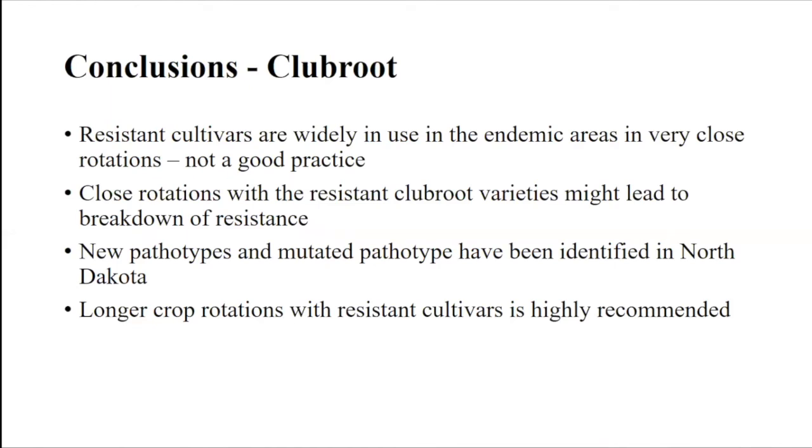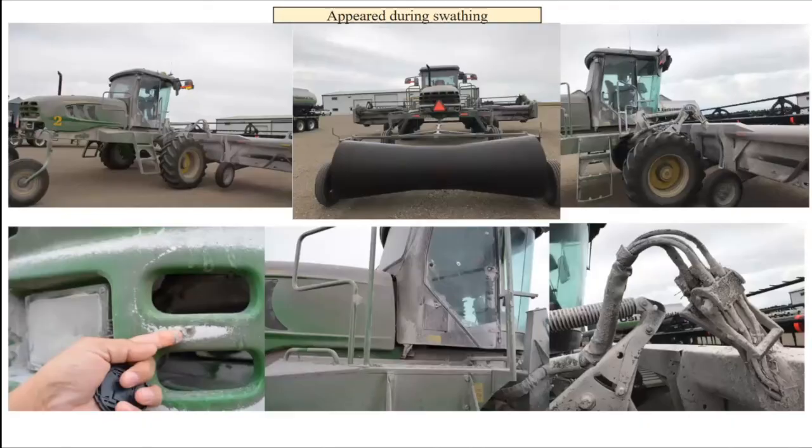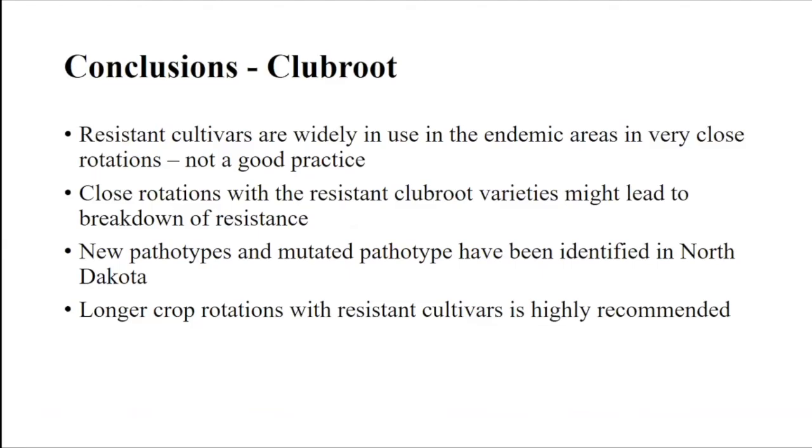In general, the clubroot conclusions for this are that resistant cultivars are widely used in the endemic areas in very close rotations, which is not a good practice. I suggest close rotations with the resistant clubroot varieties might lead to breakdown of resistance. Because of that, it may be happening. New pathotypes and mutated pathotypes have been identified in North Dakota, so be aware of that. And longer crop rotations with resistant cultivars are highly recommended.